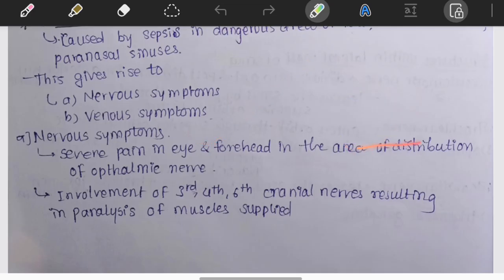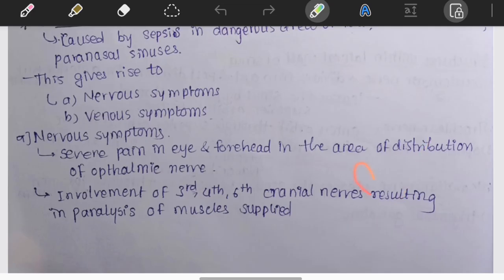Why? Because the ophthalmic division of the trigeminal nerve is irritated. The second one is paralysis of the eye muscles. Now comes the most important concept. Along the wall of the cavernous sinus lie the oculomotor nerve, trochlear nerve and abducent nerve. When thrombosis compresses these nerves, the muscles they supply become weak or paralyzed and the eyeball cannot move normally. The patient develops restricted eye movements and double vision, diplopia.